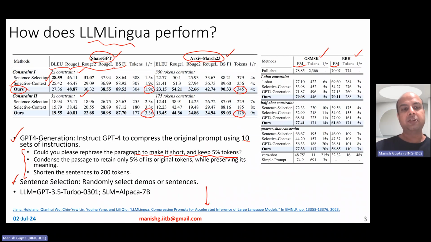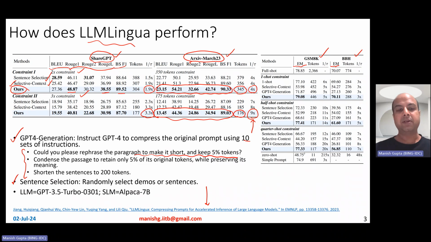Right? So as you observe, several times the accuracy metrics that are obtained using LLMLingua are better compared to other methods, while the compression is guaranteed. For example, in this Archive March 23 dataset, using LLMLingua, you can actually obtain a 9x reduced prompt, 9 times reduced prompt, with pretty good, reasonable results. Okay.